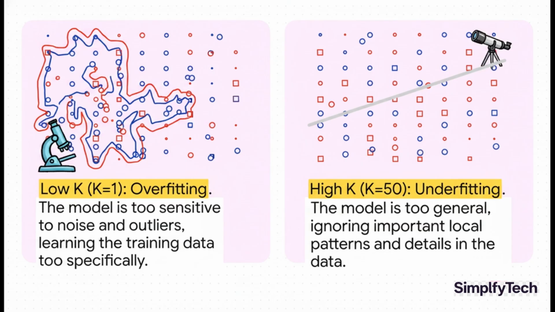See, if your k is too small, like say k equals 1, the model gets way too sensitive. It's listening to every single little noise and outlier. We call that overfitting. But if your k is too big, the model gets too broad and ignores all the important little details in the neighborhood. That's underfitting. We need to find that k that's just right.